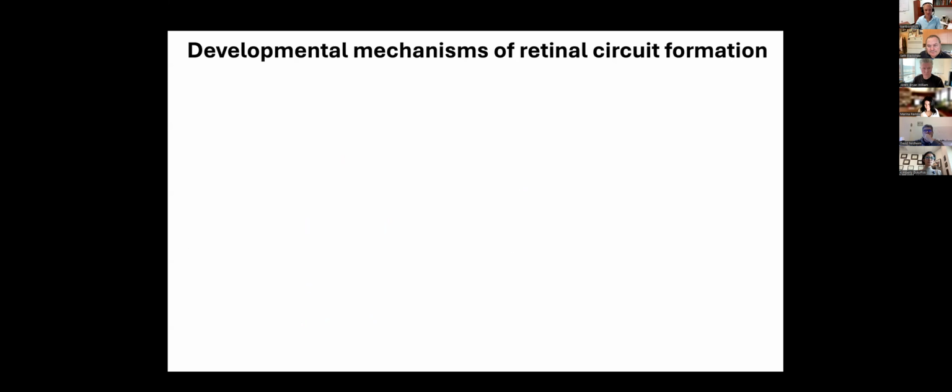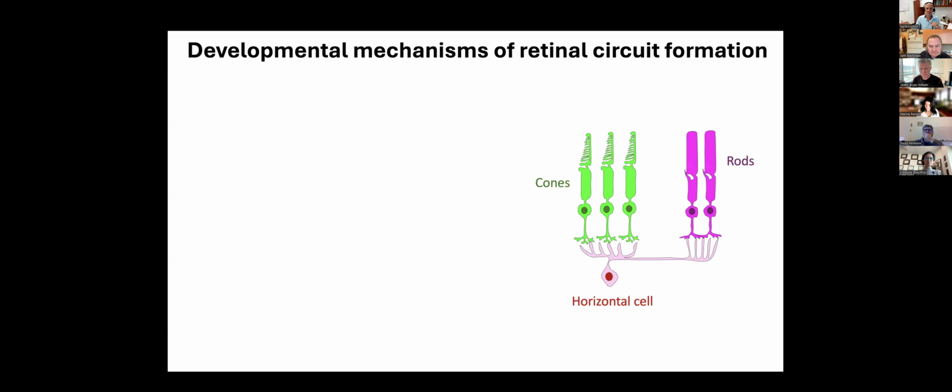And not only do we have cell type specific molecules, but as a developmental biologist, I realize there are developmental mechanisms important in retinal circuit formation. To highlight this, I wanted to bring up the example of the horizontal cell. The horizontal cell is an interneuron, and what's amazing about it is that the dendrites synapse selectively to cone photoreceptors, while the axon terminal synapses to the rod photoreceptors. This is in the adult mouse retina.